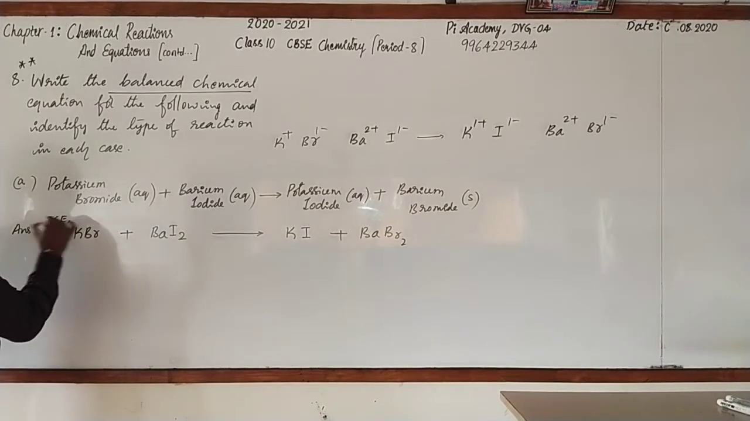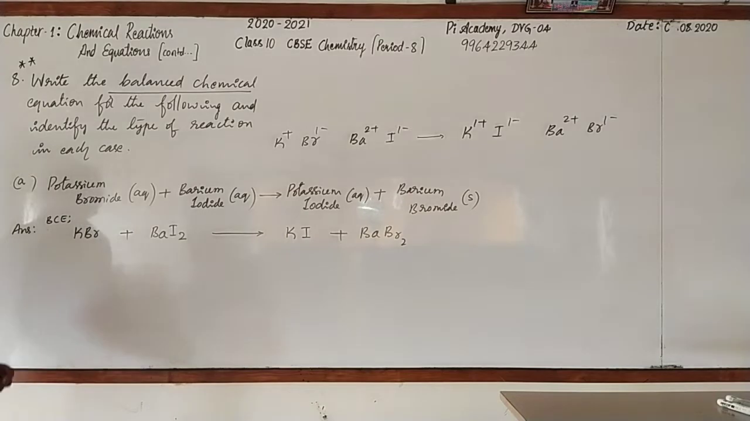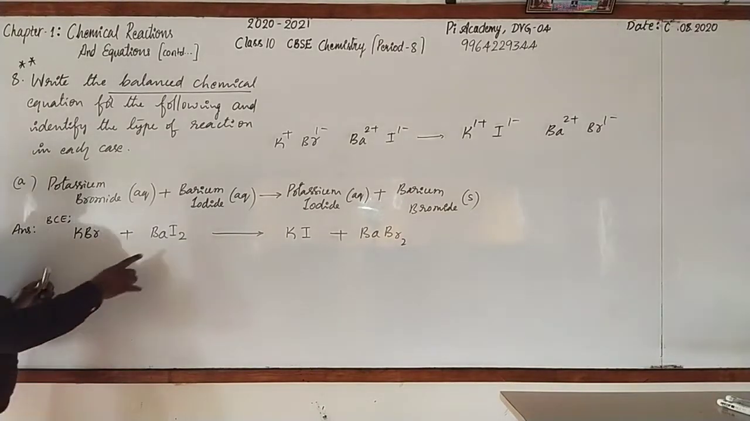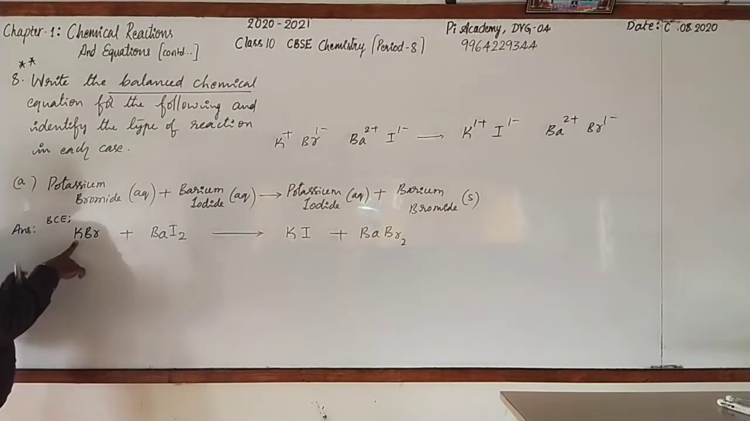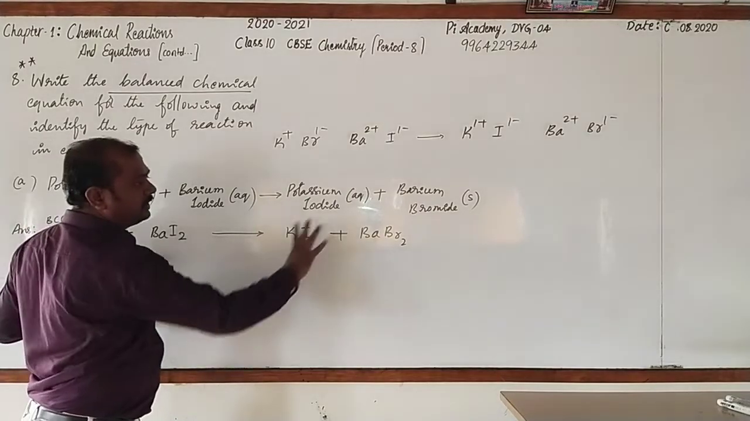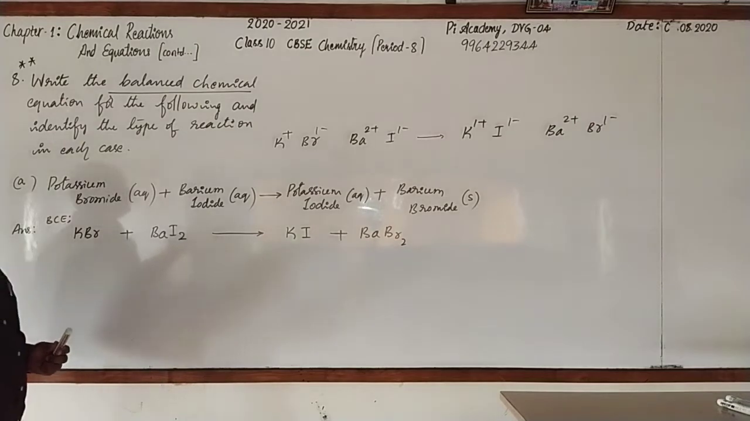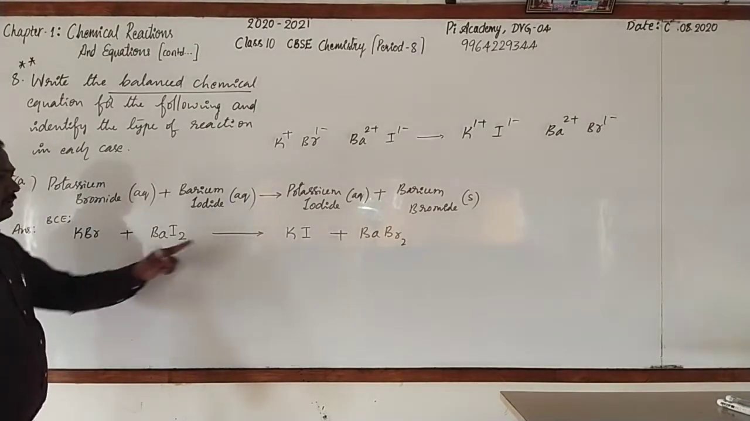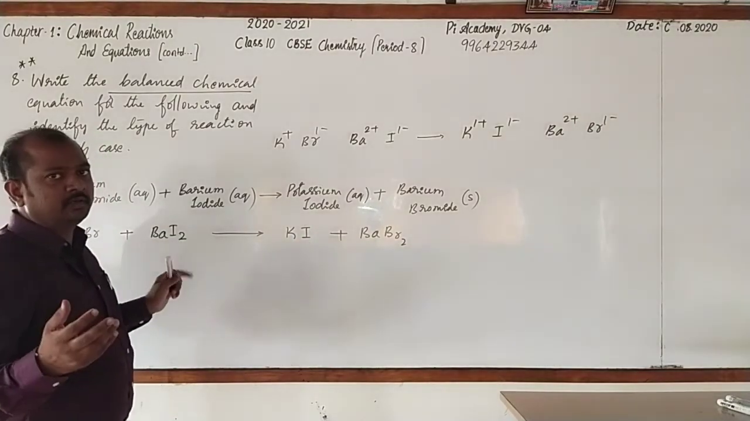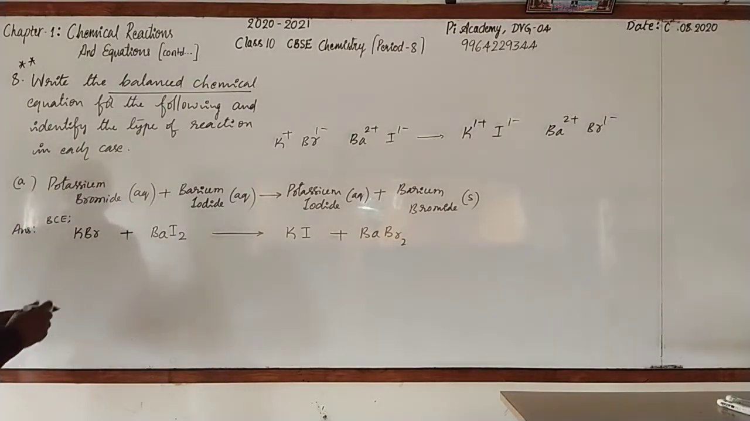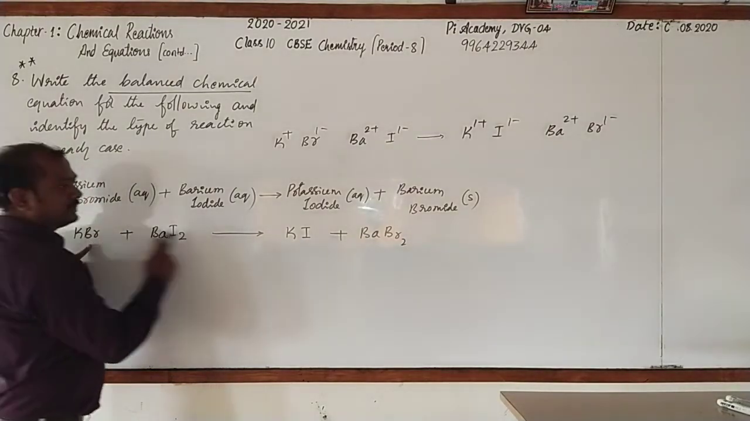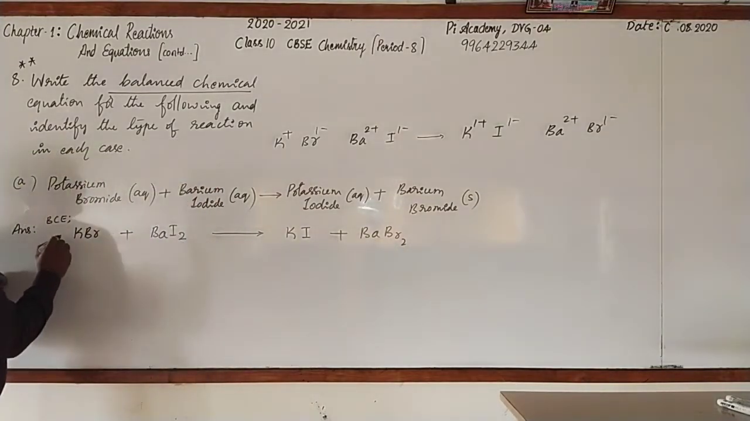Balanced chemical equation, how do you go for that? Very simple. Here, potassium, say, number of atoms. Bromine, here is 1, there is 2. You are going to take an element having the maximum number of atoms, either bromine or iodine. Whatever you want, you can take. I'll take bromine. Here 1 is there, here 2. So what should be multiplied? Yes, you are right, it is 2.